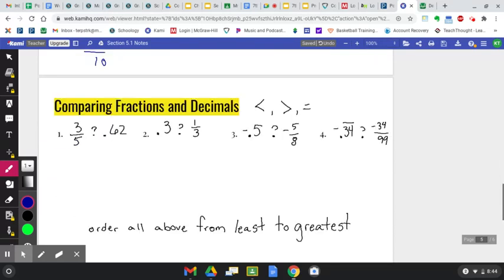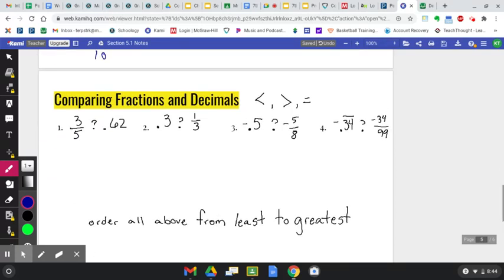Now, comparing, and we use number lines to do that. When we compare fractions to decimals, it's easiest if we get them in the same form.